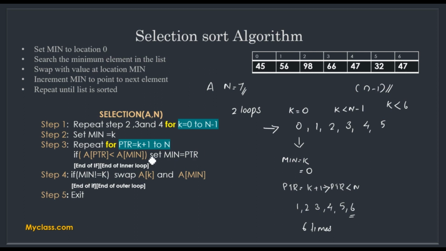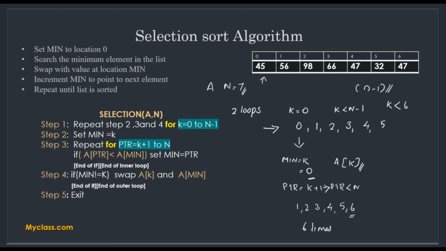What is the working of the inner loop? In the inner loop, we set our minimum value with k, so A of k is our minimum value. In this example, 45 is our minimum value. Then we check all the other elements with the ptr value, that is, A of ptr against A of min. In this first case, A of min is A of 0, so we check all the other elements with 45.